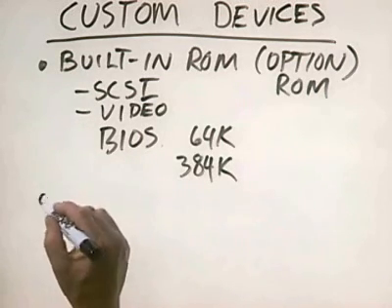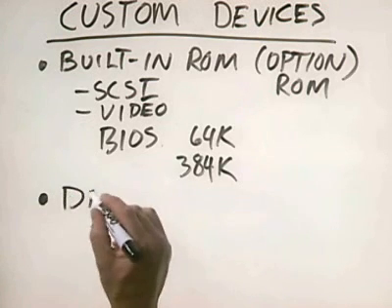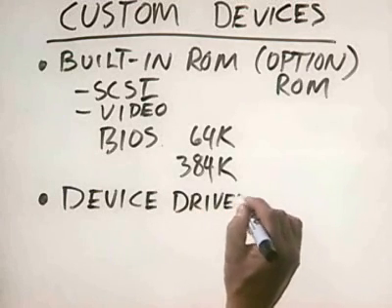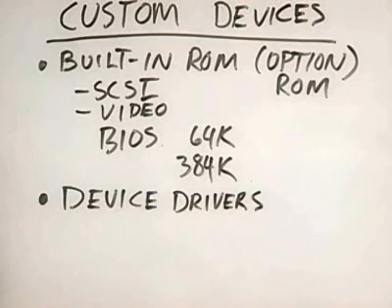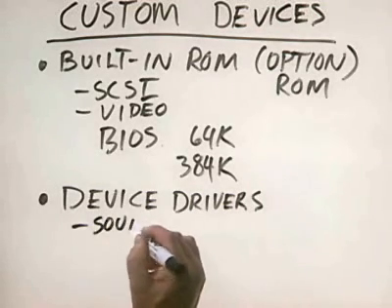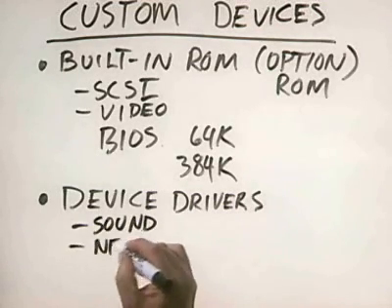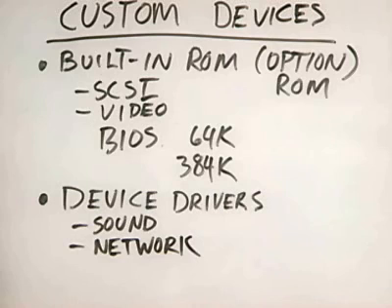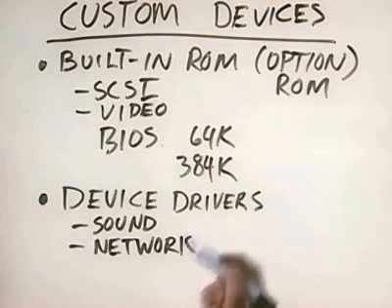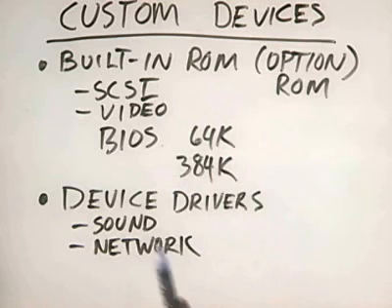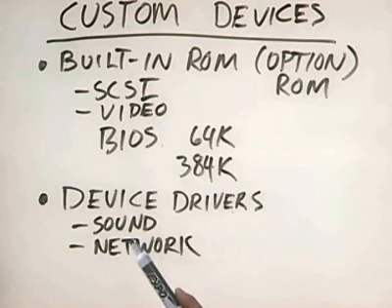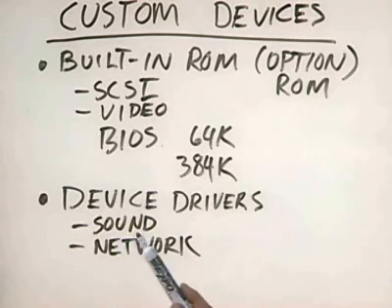Now, a second strategy is to use device drivers. This is the more common strategy that's used. That's for soundboards, network adapters, all kinds of other devices. In this case, we are not really using the BIOS anymore to address these devices. Instead, we use a device driver, which is a piece of software that's loaded by the operating system itself that tells the CPU how to address the soundboard or how to address the network board.